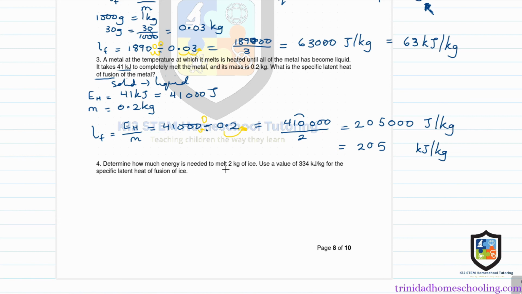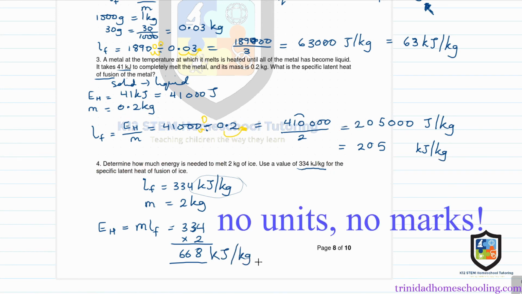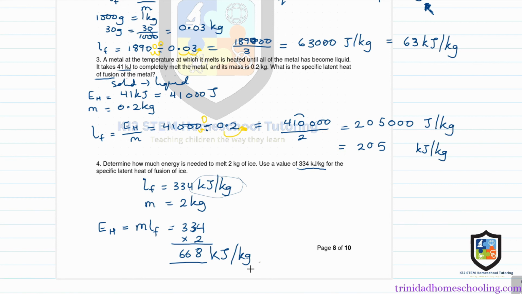Determine how much energy is needed to melt 2 kilograms of ice. And we want to use a value of 334 kilojoules per kilogram for the specific latent heat of fusion of ice. So they gave us L_F, which is 334 kilojoules per kilogram. M, they already gave us the mass in kilograms. So on page 7, the formula to find the heat energy was mass multiplied by the specific latent heat of fusion. 334 multiplied by 2. And don't forget this part here, it is kilojoules per kilogram. Okay? And that's it for calculations for specific latent heat of fusion.